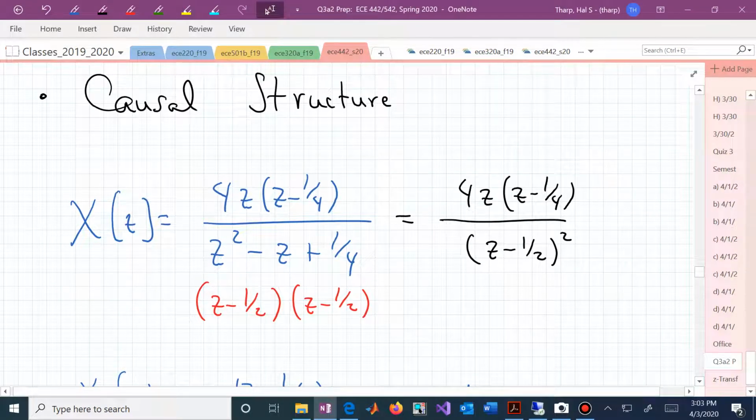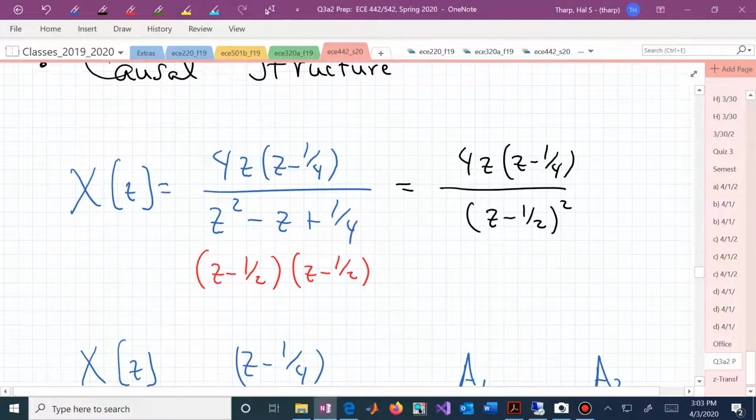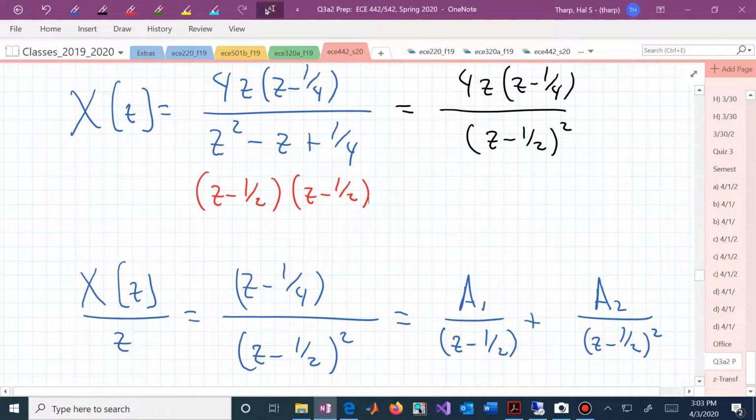Another question, and this is the repeated root question. It's dealing with a causal structure, but I think what caused people to get confused is the fact that we now have a repeated root at 1/2. So let's see what happens when we inverse z transform a transform expression that has a repeated root. It's just like we did in the Laplace domain.